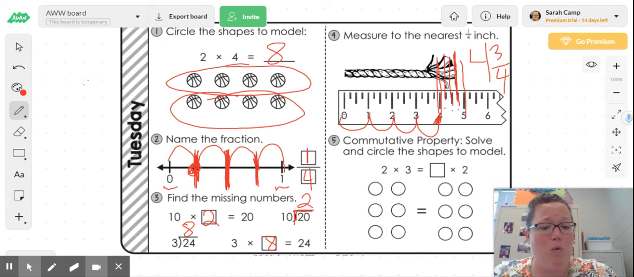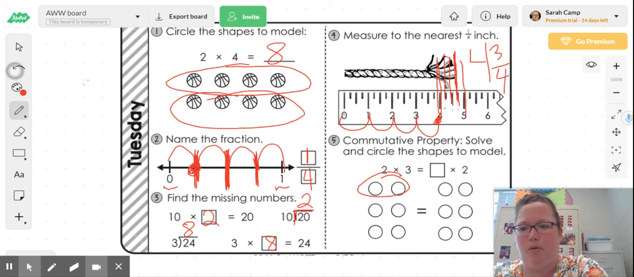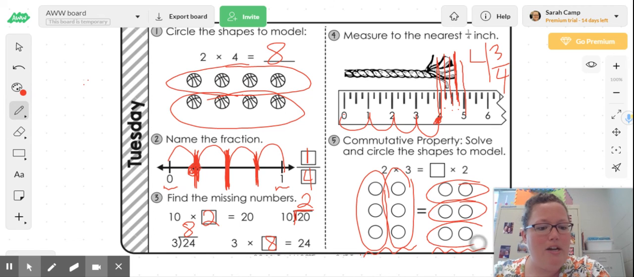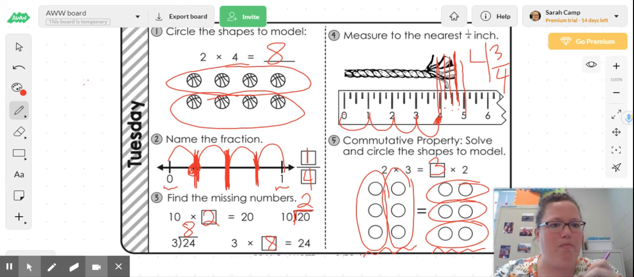And then the last one, if we have two, oops, Miss Camp, I'm doing the wrong question. If we have 2 groups of 3, just like that, that's the same thing. See how they both have 6 dots on that picture and 6 dots on that one? But we could also say that that is 3 groups of 2, so that is the same thing, and it's something called the commutative property.